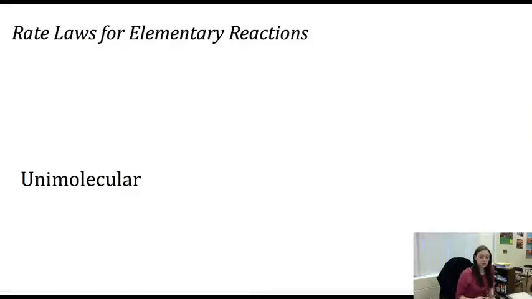The speeds of the elementary steps for a reaction dictate the overall rate for the reaction. So how fast or slow each step is will dictate how fast or slow the overall reaction is. For an elementary reaction, the rate law is based on its molecularity.